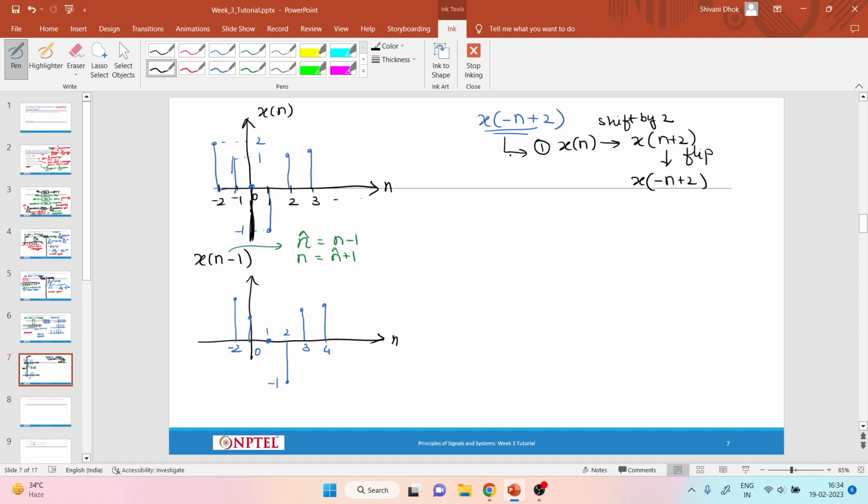That means first you shift and then flip. Now I can also solve this in a second way. I'll write x of minus n plus 2, that is x of minus of n minus 2. For this, I first flip x of n, so I get x of minus n, and now I shift it by minus 2. So this will be x of n minus 2.